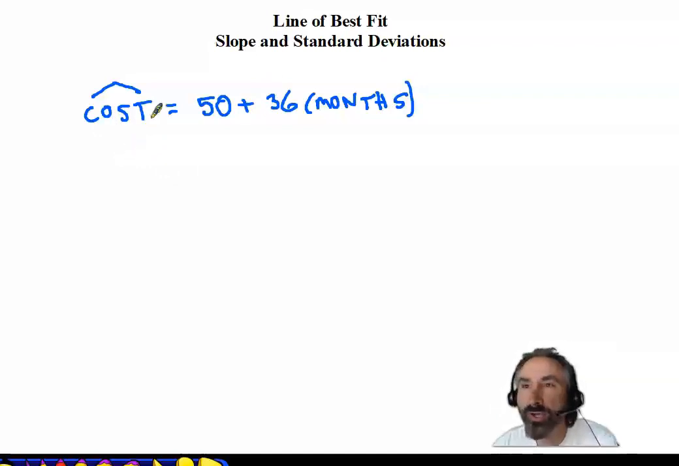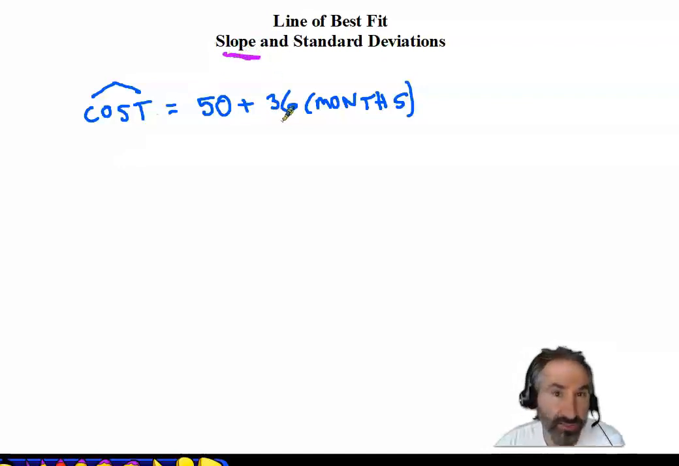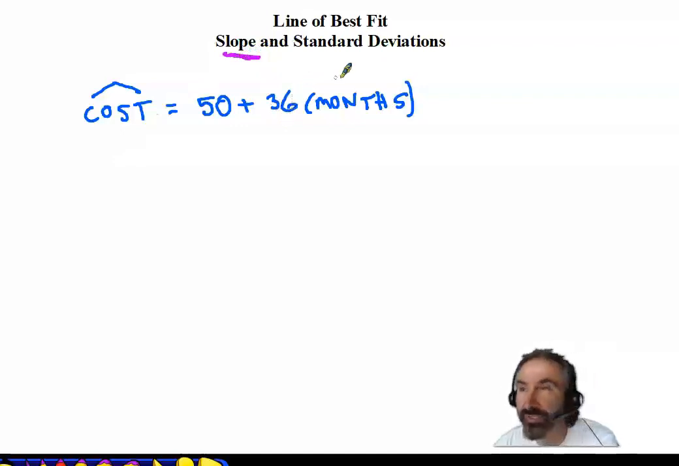So we're going to talk today about slope and its interpretation in the context of an equation of line of best fit. And we're going to talk about standard deviations. Okay, two things. So let's start with number one. We're going to talk about slope.